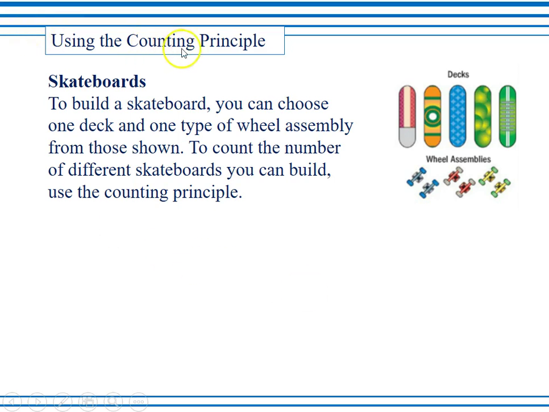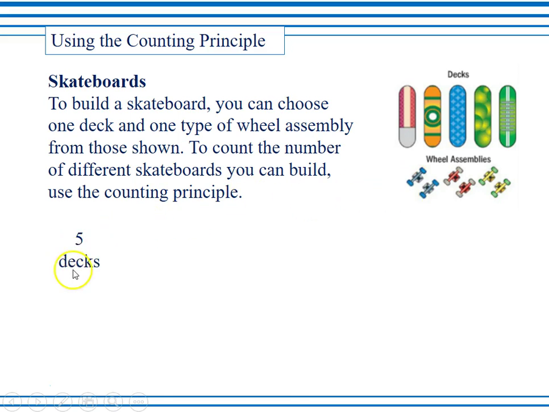So let's use our counting principle when we're talking about creating a skateboard. To create a skateboard, you need to choose a deck and a type of wheel assembly. So there are 5 different kinds of decks, and 3 different kinds of wheel assemblies.